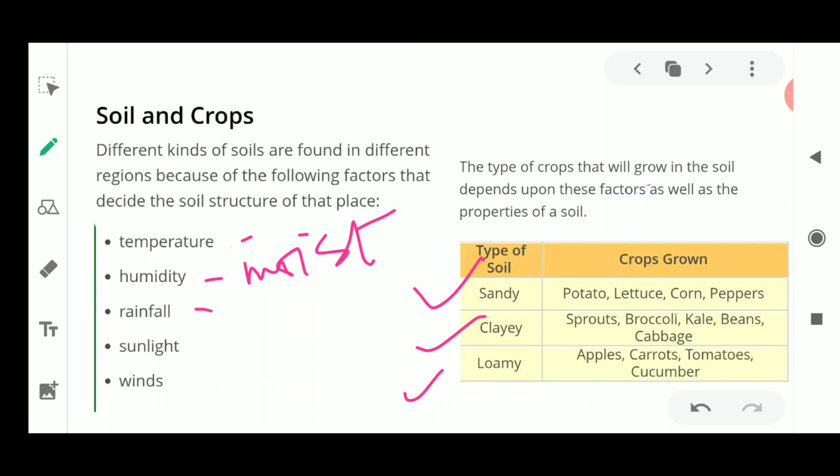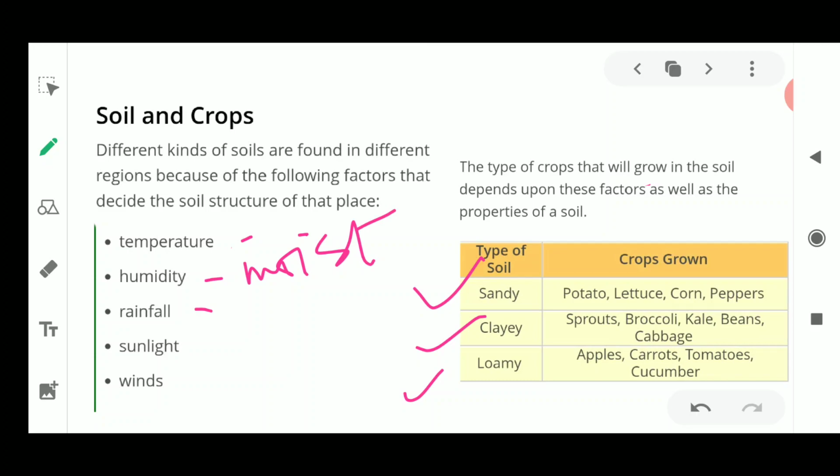Okay, now next, it could be sandy soil if the rainfall is very less, if the temperature is more, if humidity is less. Now if the rainfall is in a moderate condition, then the loamy soil will be formed, of course. Yes, so these factors are very much responsible for deciding the structure of any kind of soil.